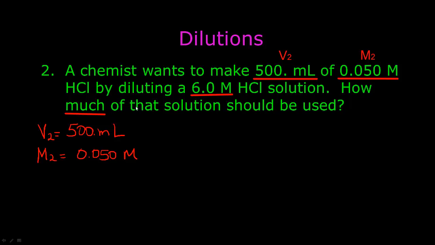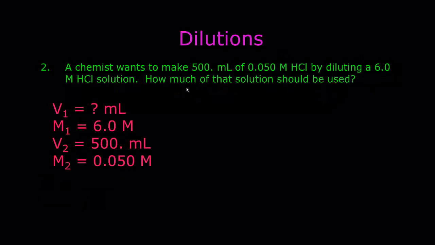By diluting a 6 molar solution. So that is our initial molarity, 6 molar. How much of that solution should be used? So that is our initial volume. We need to find out how much of the original solution, M1, do we need to use to dilute it to make 500 milliliters. So now let's plug this in.